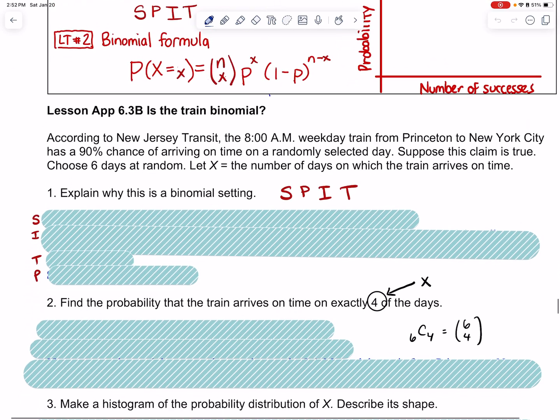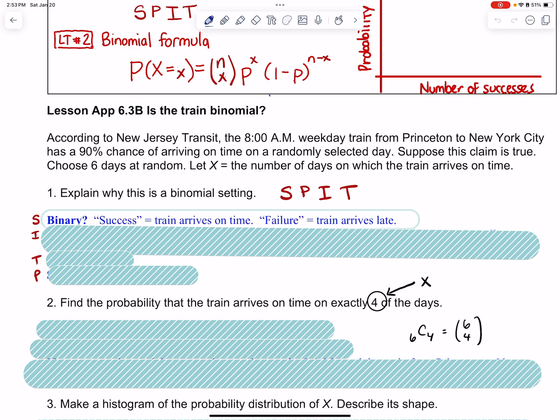Okay, the first one says, is this a binomial random variable? You're going to do SPIT. I understand that my SPIT is out of order because this publisher does a different thing. They have BINS is what they do. You can do either one, it doesn't matter. But SPIT: success, failure, yes, on time or late.